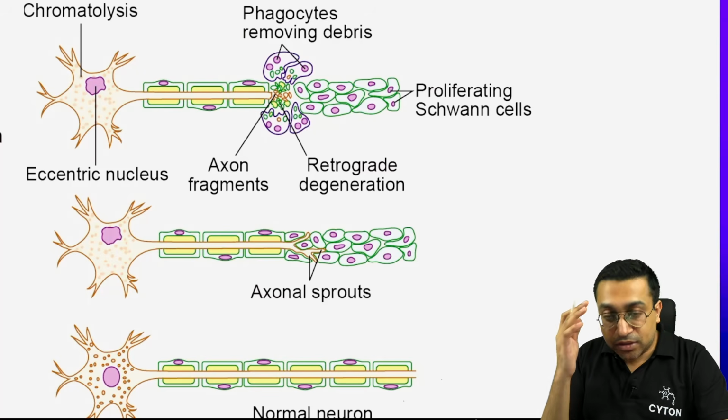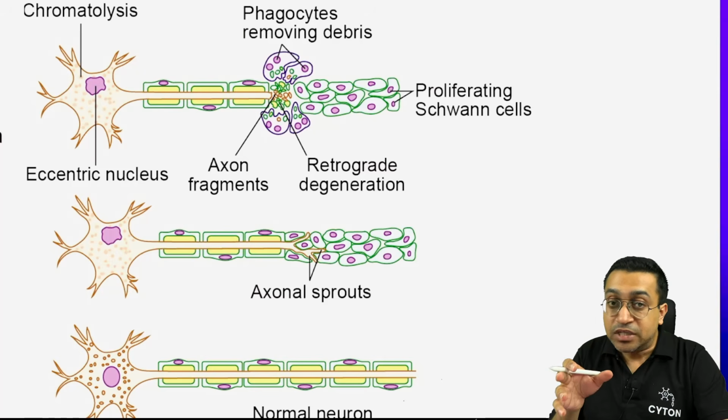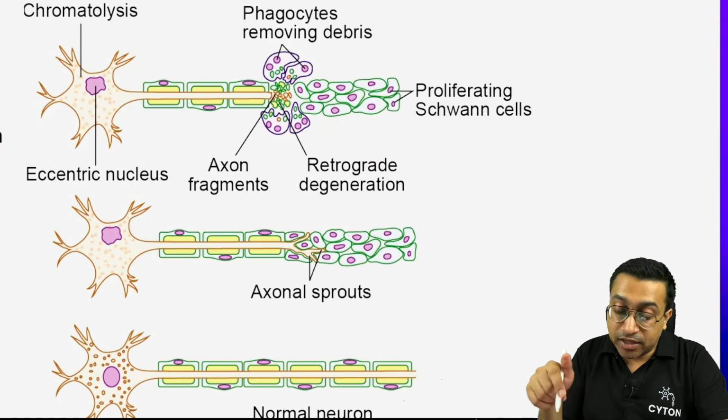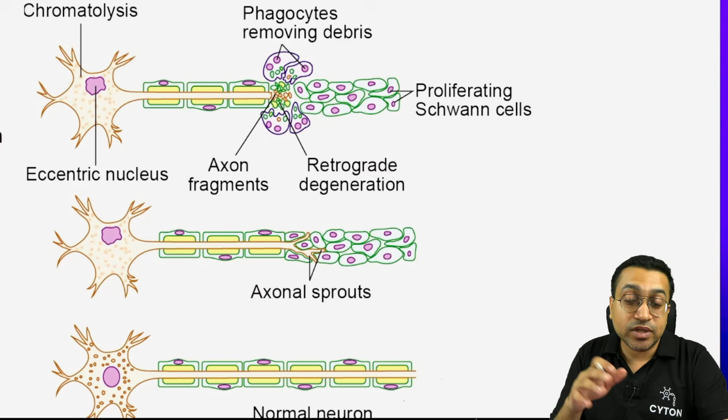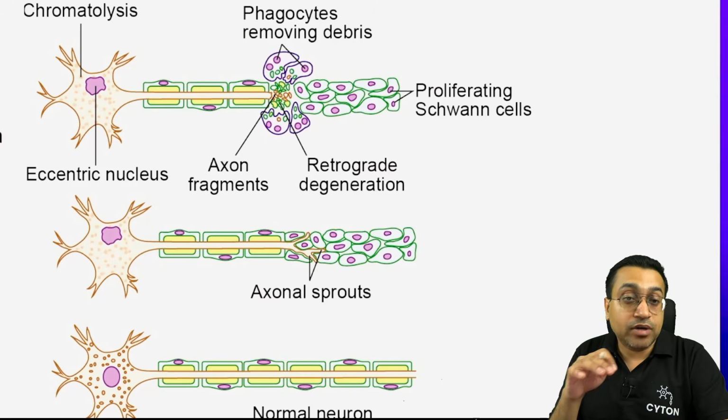So the elongation of the axon. Now, this one of the axonal sprouts continues elongation under the guidance of the Schwann cells to reach the end organ. Okay. So what happens? There is an elongation of the axon.